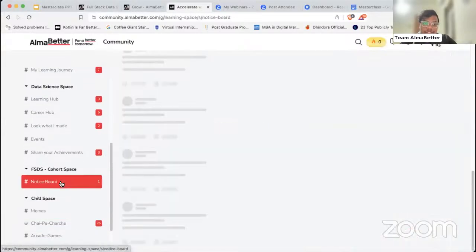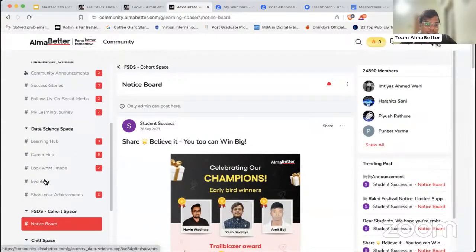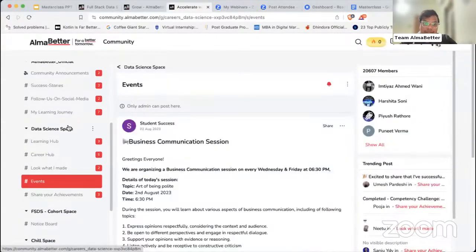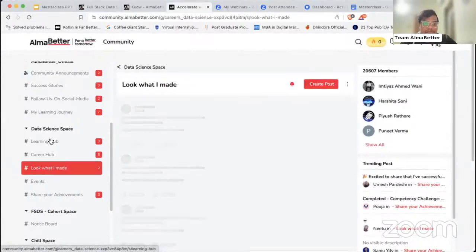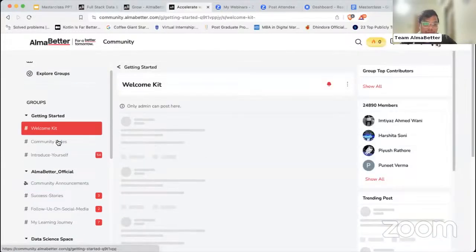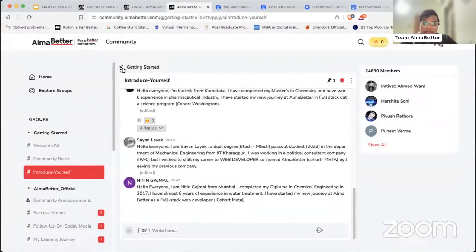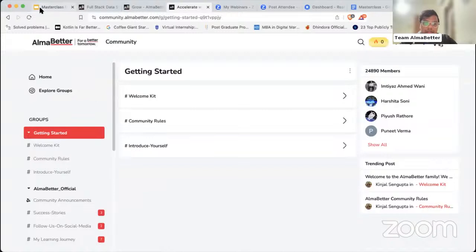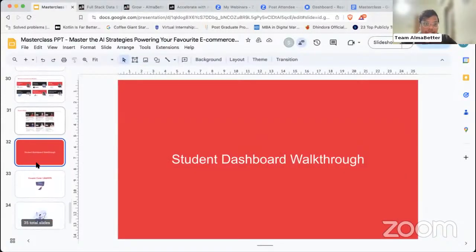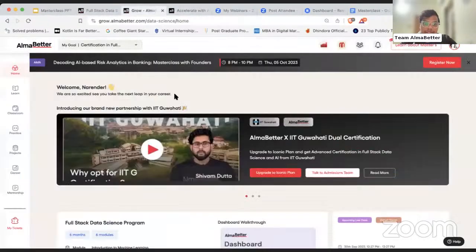So here is a notice board. You'll get all the updates from your cohort. You can also access events and all these things. If you have any doubts regarding the course or anything, I'll show you the fee structure also.